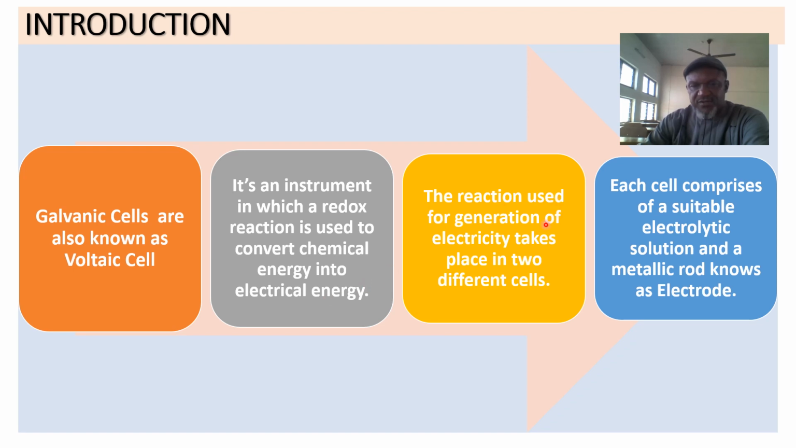The reaction used for generation of electricity takes place in two different cells. Each cell comprises of a suitable electrolyte solution and a metallic rod known as electrode. So the setup is you have an electrolyte in a cell with an electrode. Of course, we are going to see that we have half cells which, when combined, will make up one cell.